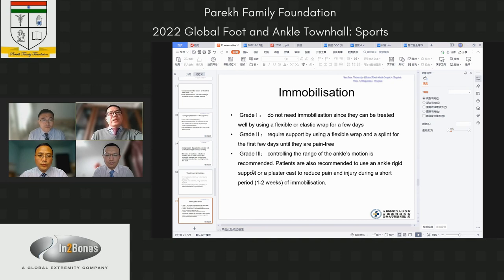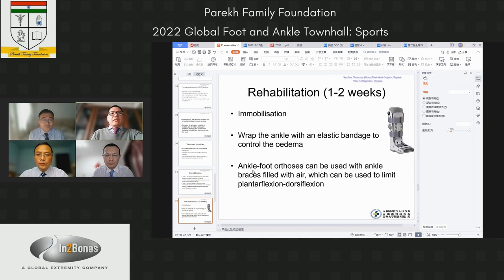For grade 3, controlling the range of ankle motion is recommended. Patients are also recommended to use rigid ankle support or a plaster cast to reduce pain for about 2 weeks. In the first 1 to 2 weeks, wrap the ankle with an elastic bandage to control the edema. An ankle brace filled with air can be used to limit plantar flexion and dorsiflexion.